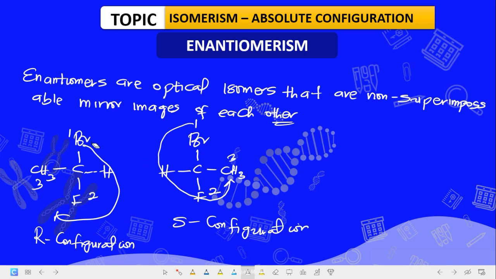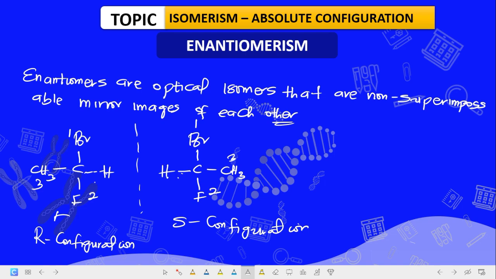Now having ascertained that, let me erase this so that you get a better picture of it. If you look at these two compounds very well, what do you notice? You notice that they are the same compound, but what is the difference? This is like a mirror image of this.